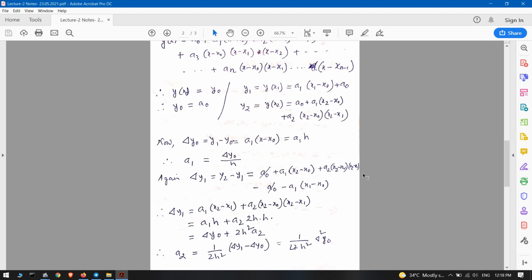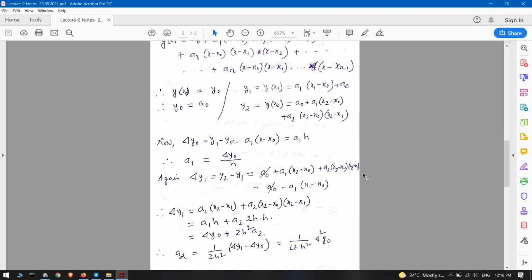So we can write that a2 will be 1 by factorial 2 into h square. Similarly, if you calculate a3, then you will find that a3 will be equal to 1 by factorial 3 h cube del cube y naught, means third difference column from that value. Similarly, a4 will be 1 by factorial 4 into h4 into del 4 y naught.